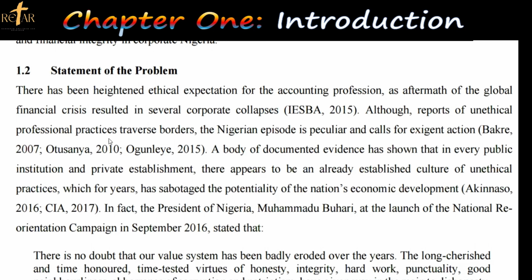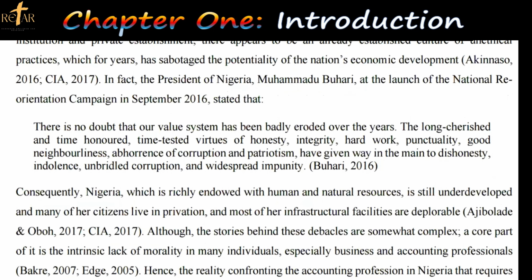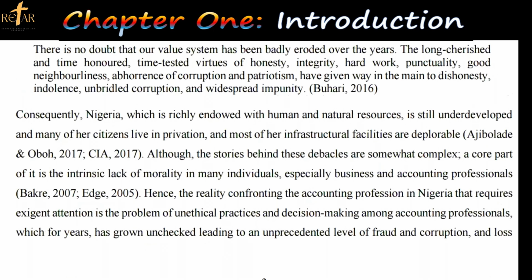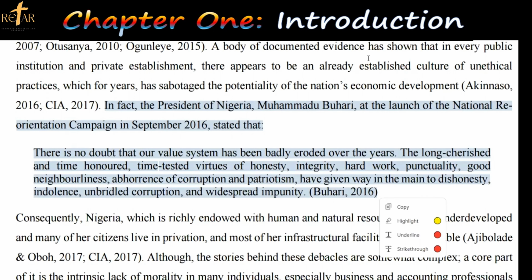Clearly identify your problem. This is not where to give background again. You have already given background to the study. This is where to identify the problem, discuss the problem, and justify the problem. So you could see how we have been able to identify this problem and we are now justifying it. You could see a kind of justification here. Look at, I will highlight it. Now, in 2016, look at what is justifying that this thing is a problem. In fact, you could see how it is connected.